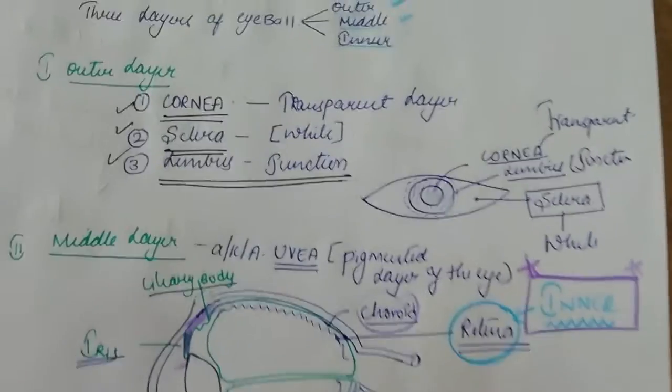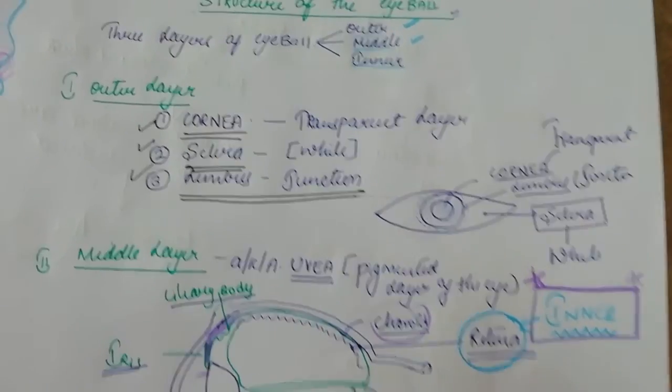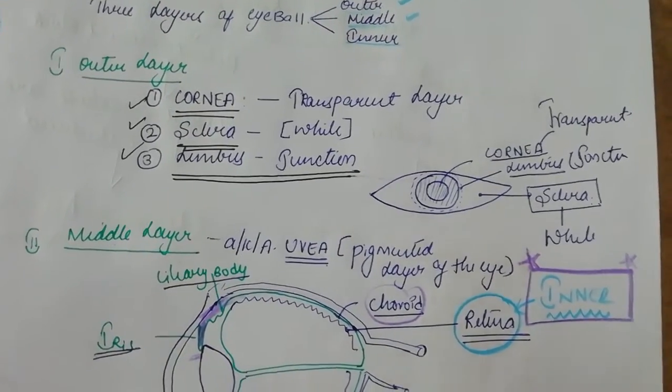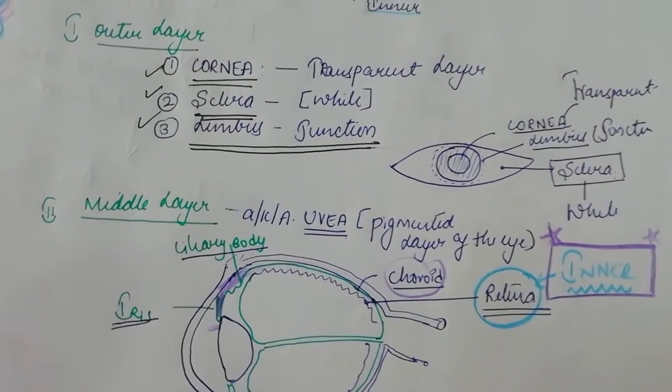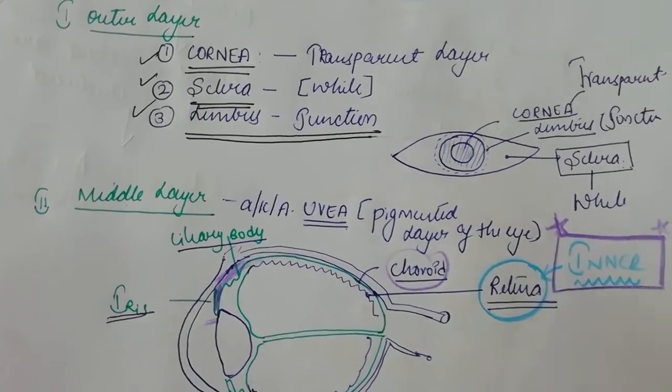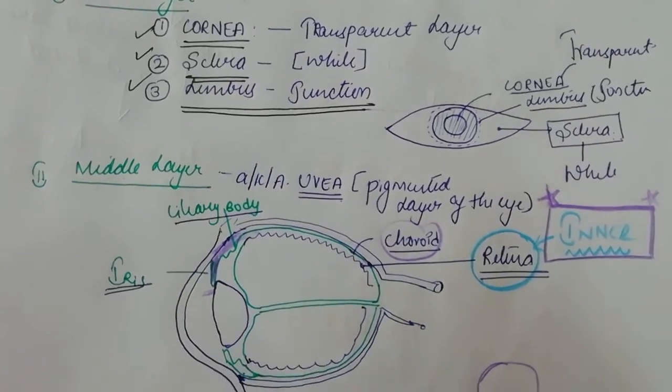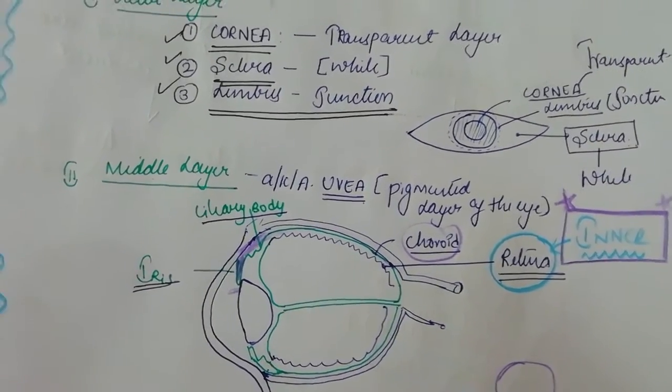So at the end of the session, we need to understand that there are three layers: outer layer, middle layer and the inner. Inner layer is retina, outer layer has got cornea, sclera and limbus, and the middle layer is known as uvea, and it has the iris, ciliary body and choroid. The first one is iris, second is ciliary body, and the next is choroid. And that's all you need to understand.